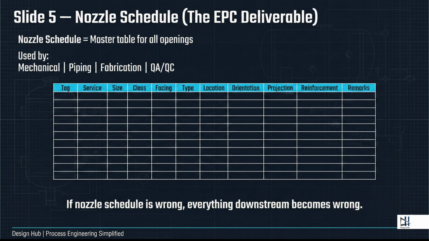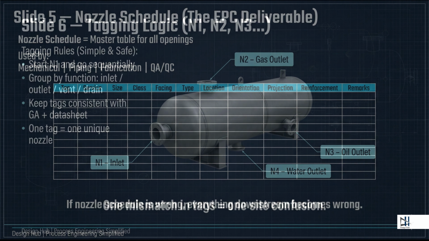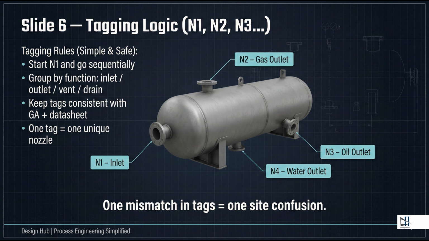This table drives a GA drawing, piping hookups, welding map, NDE plan, and MTO. So our goal is to make a nozzle schedule that is clear, consistent, and fabrication ready. Tagging must be systematic. When you tag nozzles, think about drawings, fabrication, and field. If GA shows N3 as drain but schedule shows N3 as vent, the site team will suffer. So always keep nozzle tag consistent across all documents.